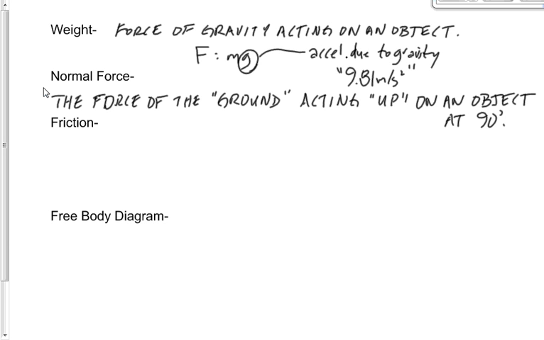We think of it as the ground and we think of it as acting up, upwards, but the reality is it could be, right now it's your seat. Your seat is pushing up on you. That's not the ground. The normal force on you, on your bum, is your seat pushing up. It doesn't always have to push up either though. Sometimes it pushes at an angle. We think of it as being up.